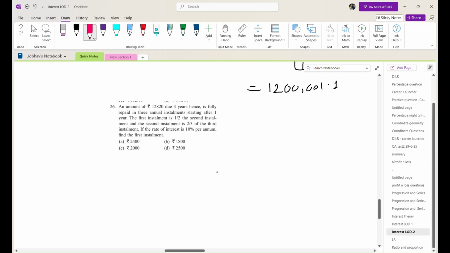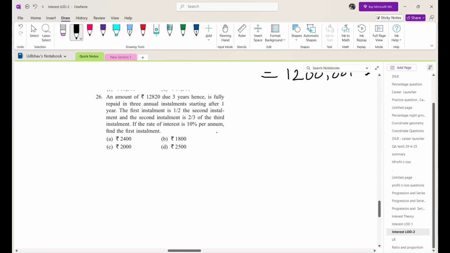26. An amount of 12820 due 3 years is fully repaid in 3 annual installments starting after 1 year. The first installment is half the second installment. The second installment is 2 by 3 of the third installment. The rate of interest is 10% per annum. Find the installments. So here the installments are not given equally, which I was talking about in the 20th question. Here the installments are given in a different proportion.